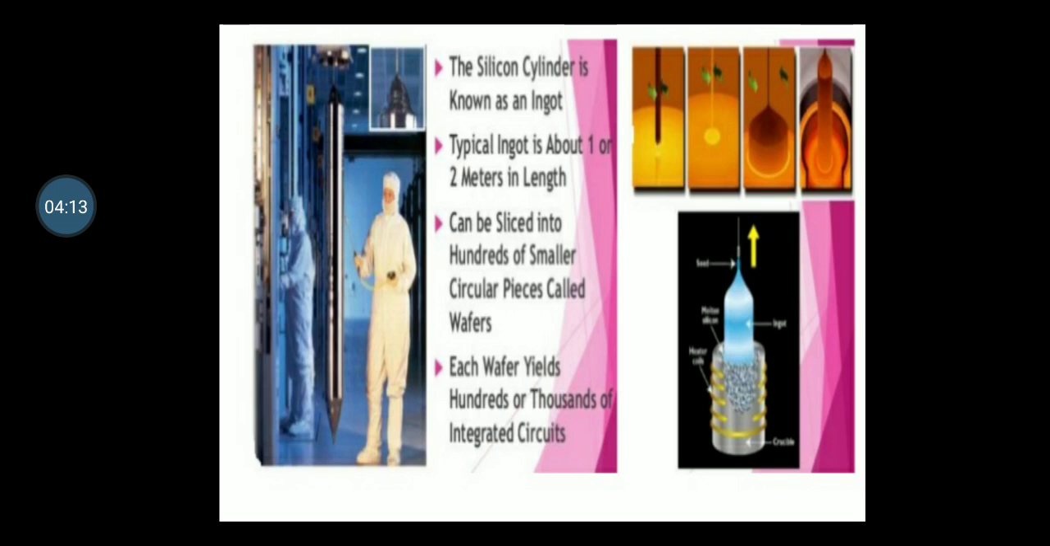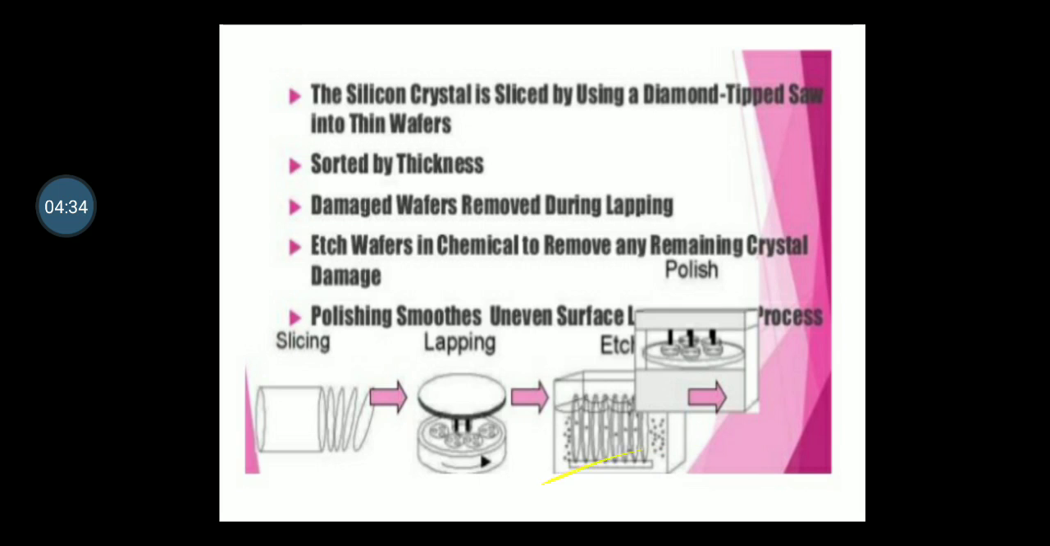So here, as already told in the first step, the silicon cylinder is known as an ingot. A typical ingot is about 2 meters in length and it can be sliced into hundreds of smaller circular pieces called wafers. Each wafer yields hundreds or thousands of integrated circuits.